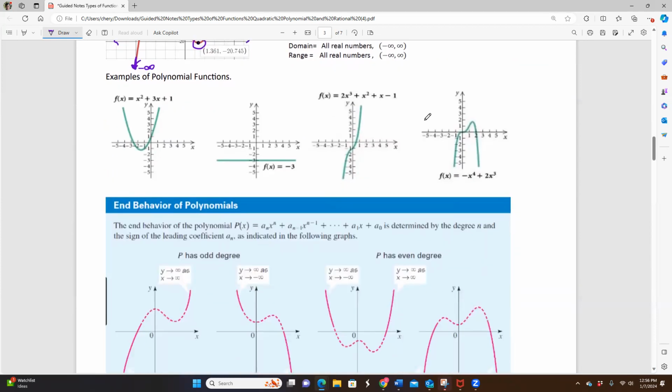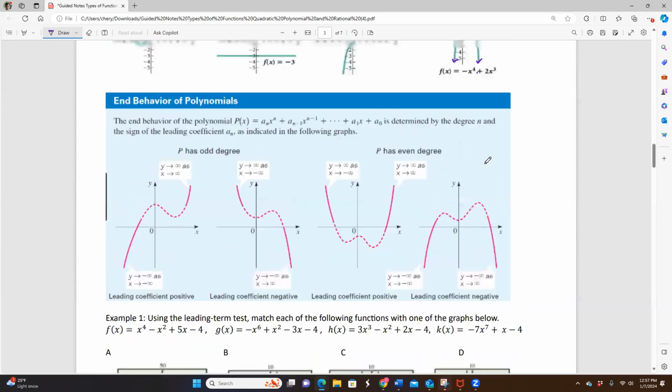So let's look at some examples of polynomials. In our first example, we have a quadratic function that opens upward of the form x squared plus 3x plus 1. In our second example, we just have a linear function, which is the constant f of x equals -3. In our third example, we have a cubic function, this curvy one, where it approaches negative infinity from the left and positive infinity as you go to the right. And here we have a quartic function, a fourth degree function, which opens downward and has end behavior where both ends of your curve approach negative infinity.